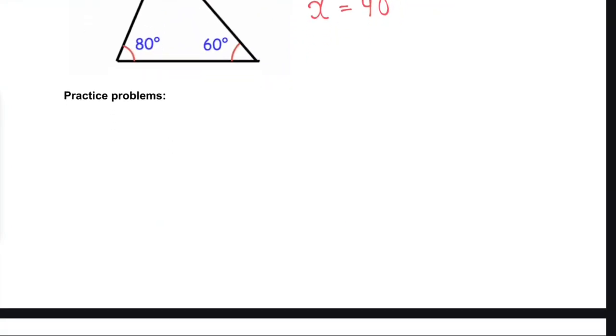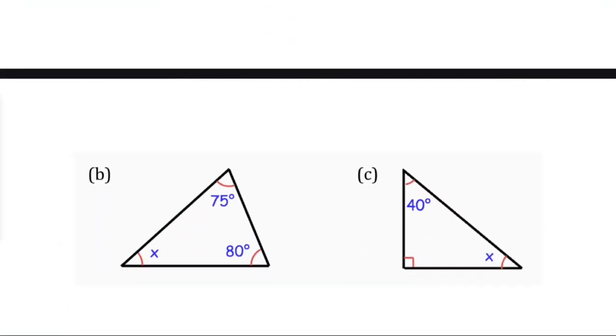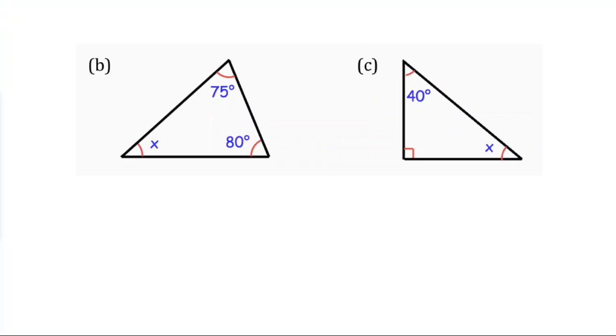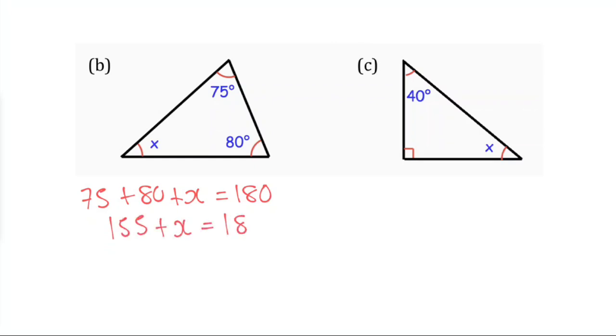So using that, let's work out some practice problems. Same thing, basically. You've got three angles, they're going to add to equal 180. Let's find the unknown. So you've got 75 plus 80 plus x is equal to 180. So what's 75 plus 80? Well, that's 155 plus x is equal to 180. That makes x equal to 25 degrees.